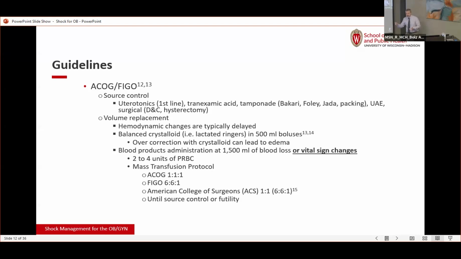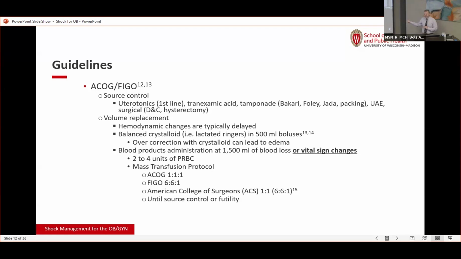And then I can also follow to see if the patient's actually responding to that. Because again, if you just give too much crystalloid right away, you can end up with pulmonary edema, that can cause somebody to stop breathing, and that's no good. And then we want to give blood products, okay? And ACOG recommends that once we hit 1,500 mLs of blood loss, we should start giving blood, okay?